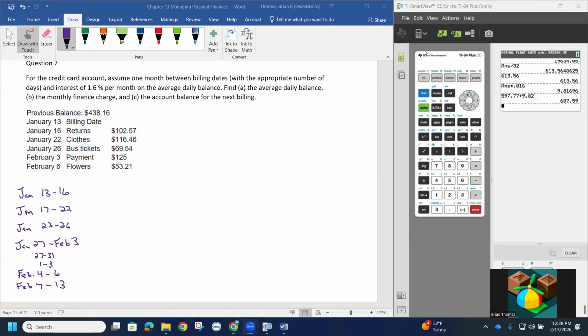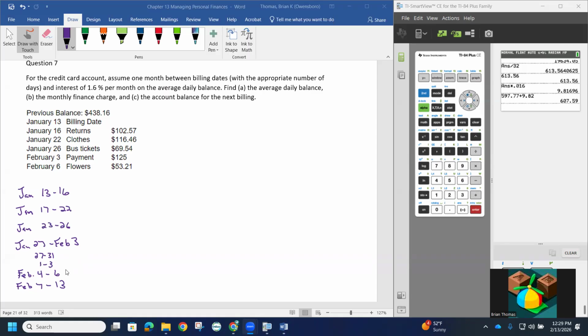So question 7 is similar to question 6. So let's see what we can do with this one. For the credit card account, assume the 1 month billing cycle. Notice how our billing cycle starts on the 13th, so it has to end on February 13th. So we have that 1 month going on. So we have to count the number of days that are there to start with.